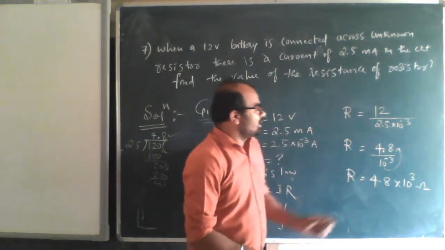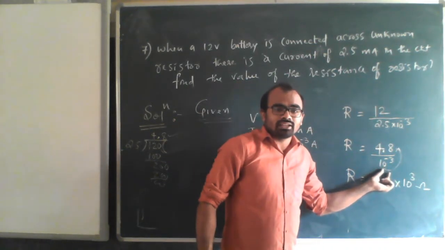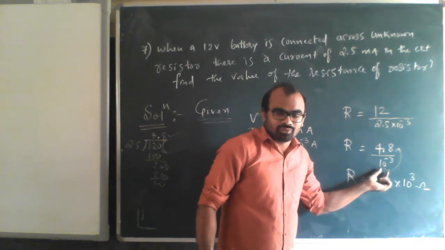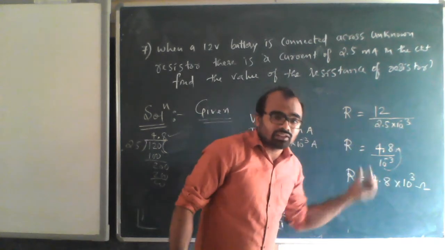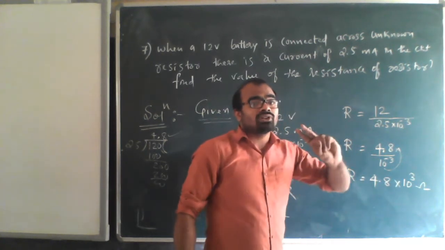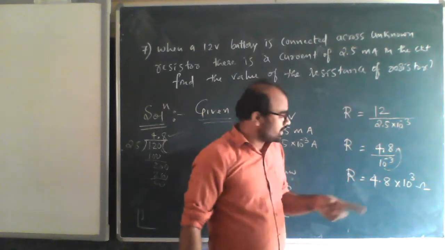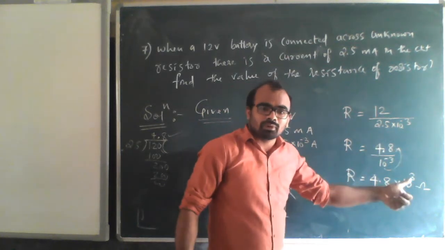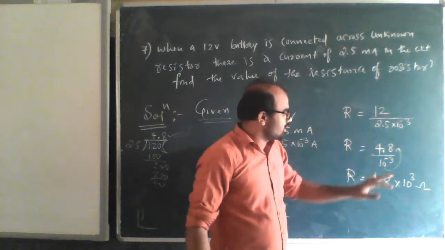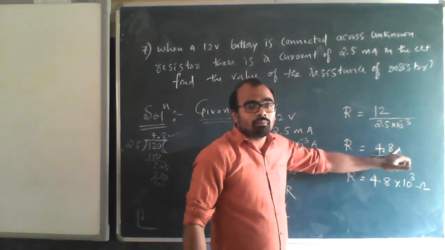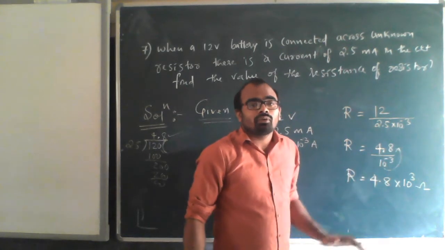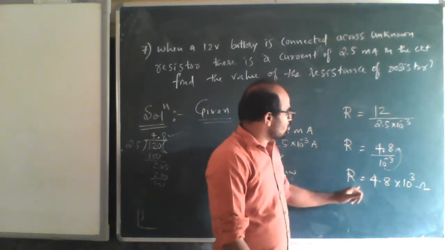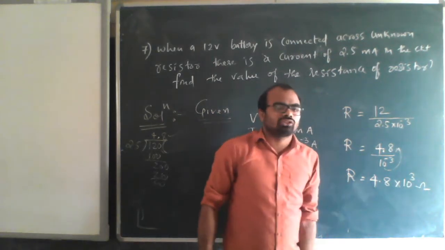See here, when it is in the denominator, it is 10 to the power minus 3. When I take it to the numerator, the power sign will change. If it is minus, it will become plus, and if it is plus, it will become minus. 10 to the power minus 3 becomes 10 to the power plus 3. So R is equal to 4.8 into 10 to the power 3 ohm.